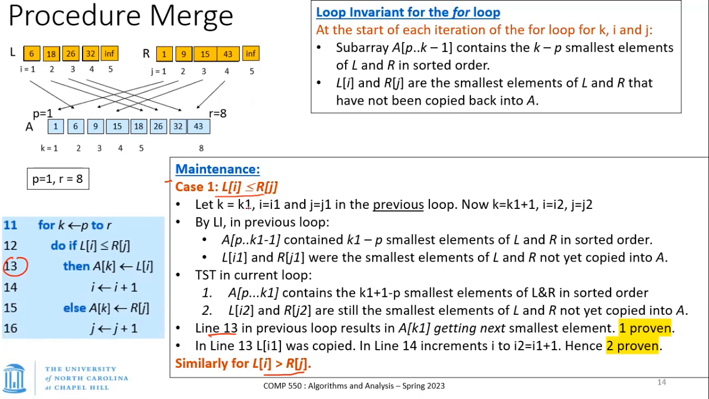Okay. So in this case, this is the proof, and the proof is saying that line 13 in the previous loop results in k1 getting the next smallest element, and essentially that proves the first part. Okay. And line 13 and line 14, exactly what you've just said, proves the second part. So you can just read through that, and essentially what people have just expressed is an example of how a loop invariant would be proven, for the maintenance part.